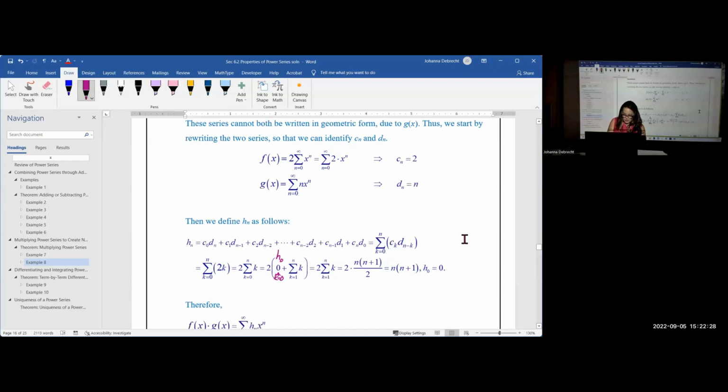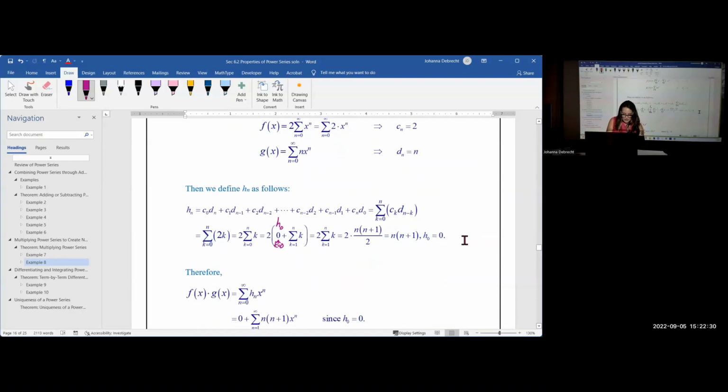So now we want to go back and rewrite what f times g is, and we're using our formula right here, h sub n times x to the nth power. Now we're going to use our formula for h sub n. So notice we had to take the series representation for h sub n and write it in terms of a formula. We can't leave it as a series. It's got to be some formula dependent on the index of summation.